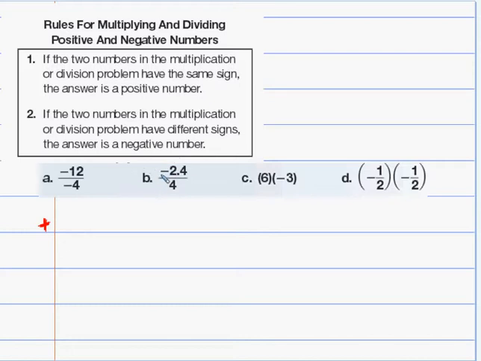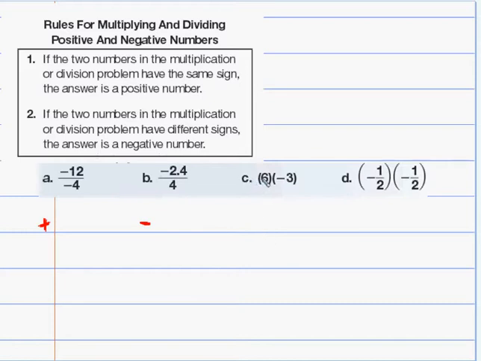Problem B says negative 2.4 divided by 4. Okay, well 4 is a positive number. They didn't put a plus sign there, but I know that that's positive. So look at my signs. I have a negative and a positive. So those are different signs. So if the two numbers have opposite signs or different signs, the answer is a negative. So this number will be negative.